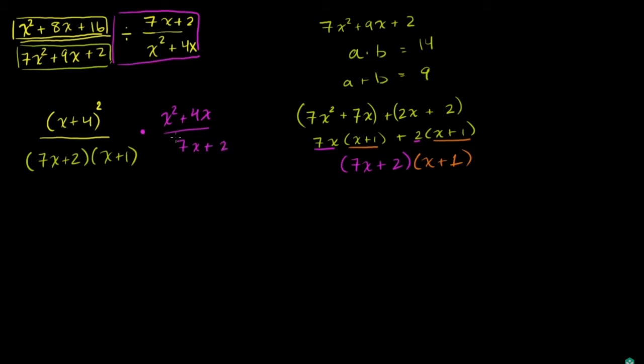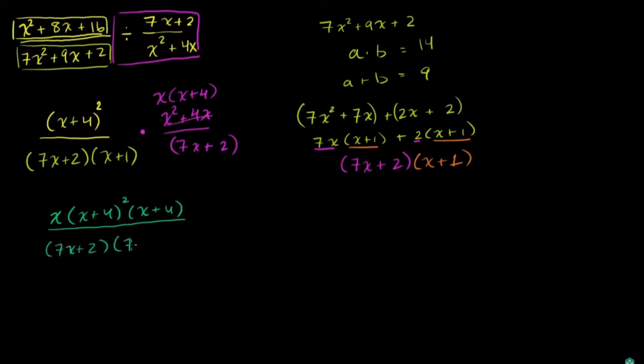7x plus 2. And then another thing we can do, if we look at this up here, we can factor out an x. So this right here, if we factor out an x, is the same thing as x times x plus 4. So if we do all of the multiplication, what does our numerator become? We have x plus 4 squared times x plus 4. That is our numerator. And our denominator is 7x plus 2 times another 7x plus 2 times an x plus 1.